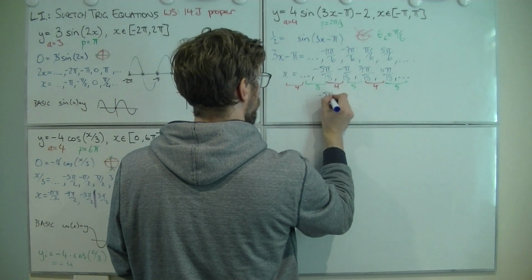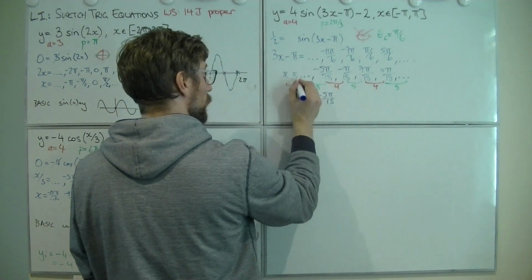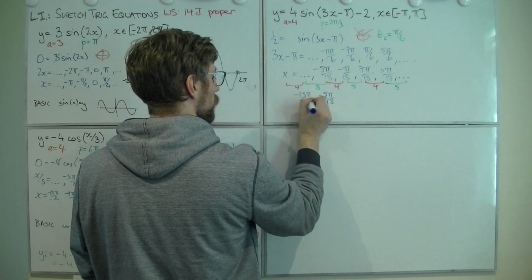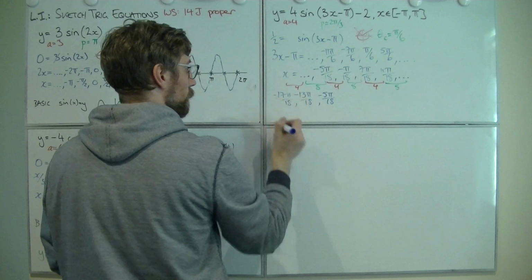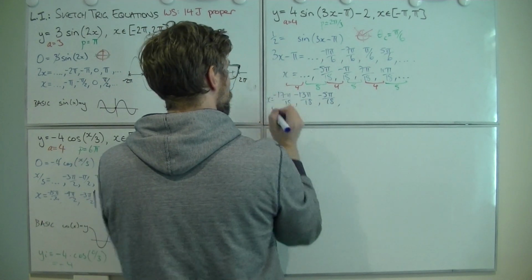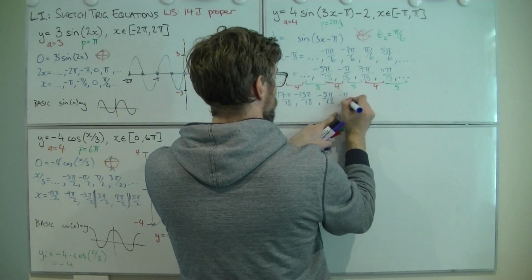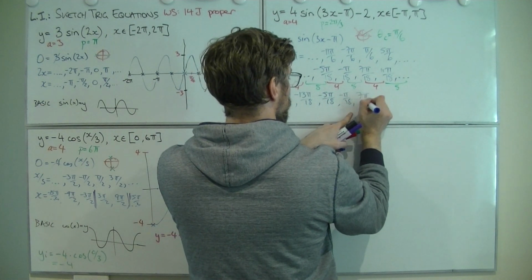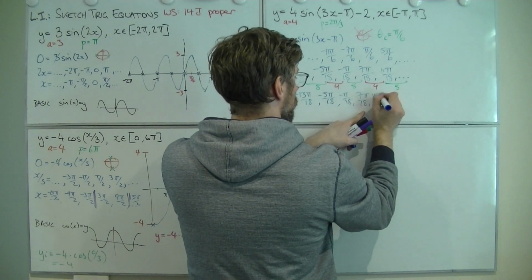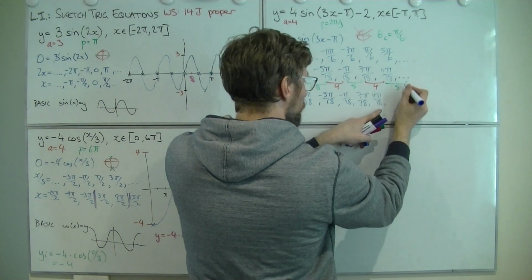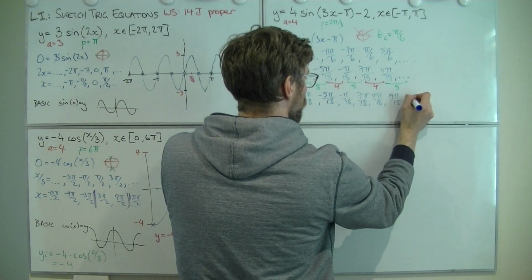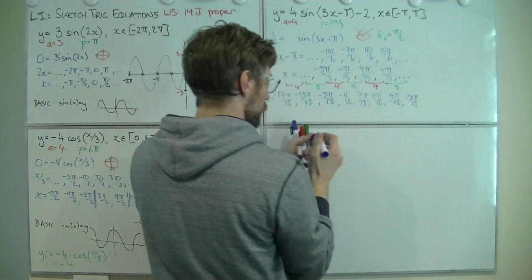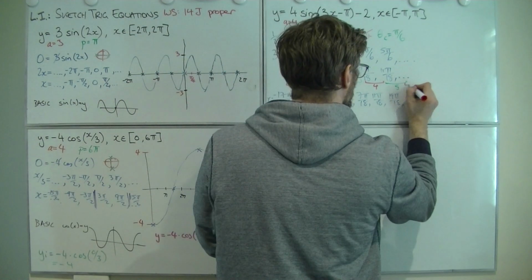So we've got negative 5 pi on 18, minus another 8, negative 13 pi on 18, minus another 4, negative 7 pi on 18. x equals negative pi on 18, 7 pi on 18, 11 pi on 18, add another 8, 19 pi on 18, and then add another 4, 23 pi on 18.